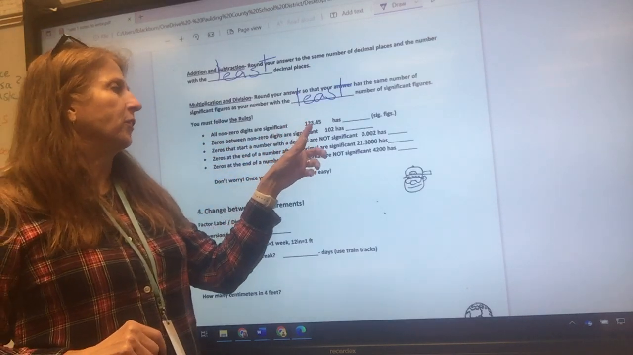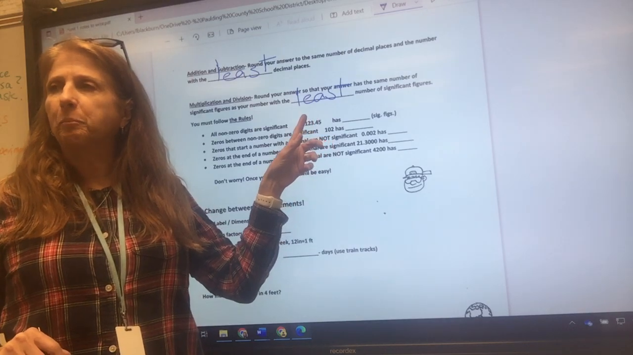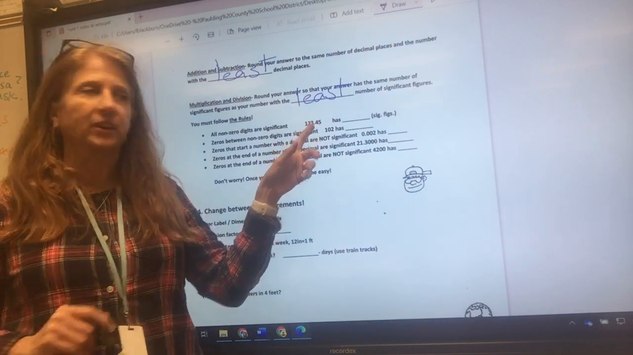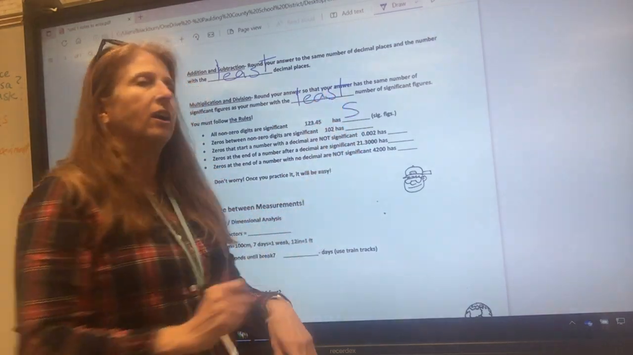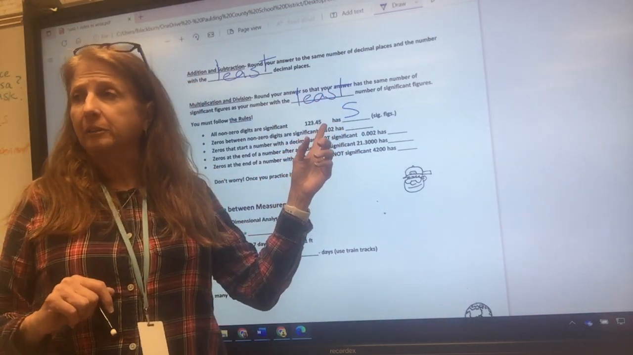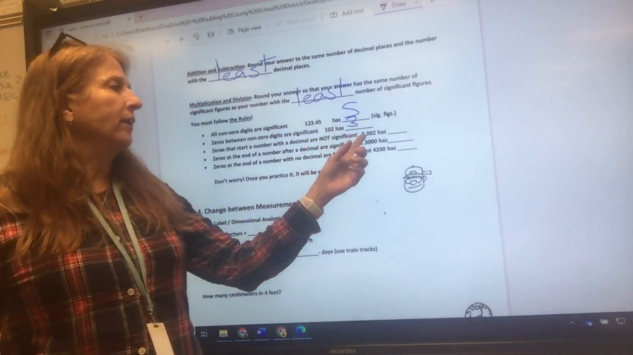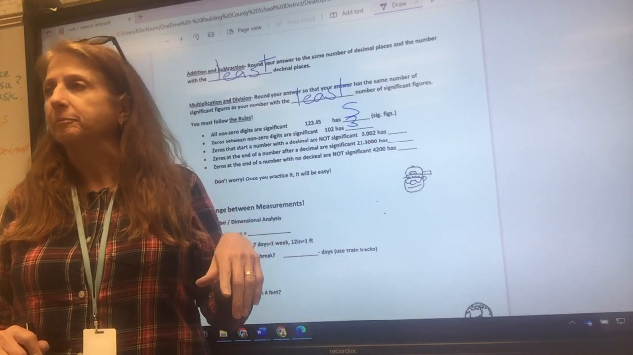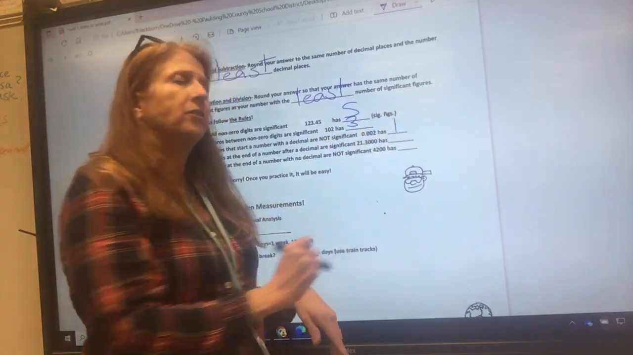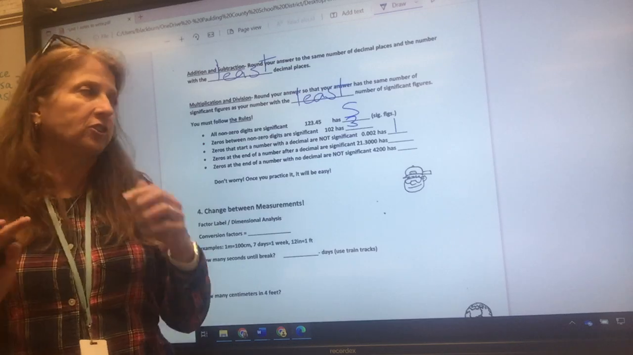So all non-zero digits are significant. So 123.45 has how many significant figures? 5, because all non-zero digits are significant. 102 has how many? 3, because zeros in the middle are significant. 0.002 has how many? 1, because zeros at the beginning, when there's a decimal, don't count. They're just placeholders.